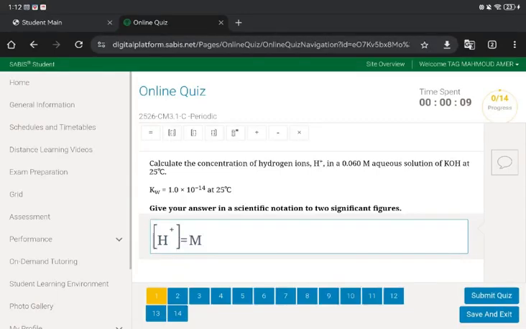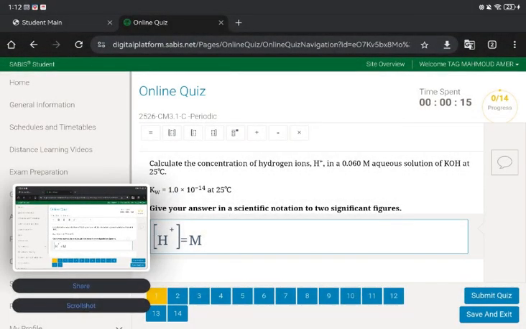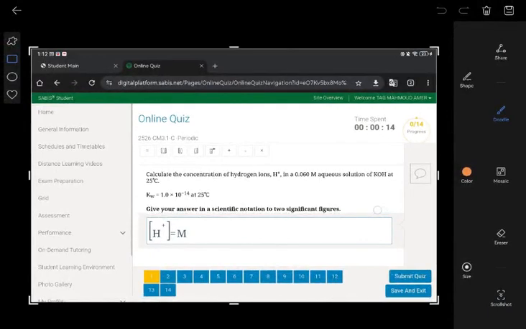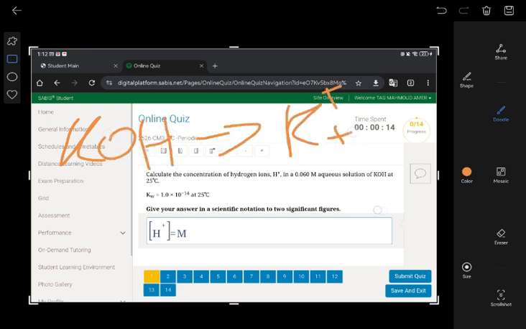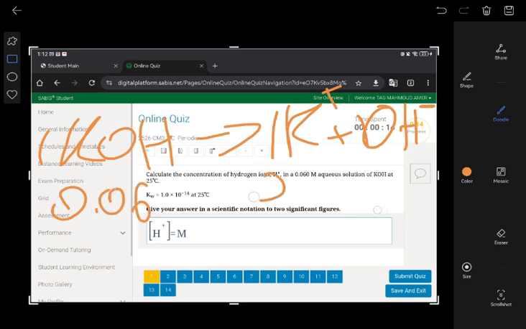Today I'm gonna be solving the 3.1 chemistry quiz. If you ever get a question like this, just know that the concentration is the same for everything. So KOH splits into K plus OH minus. Concentration is all the same because they're all 1-to-1 ratio. Concentration is just moles over volume, it's all the same volume, all the same moles. So if this one's 0.06, so is this one, so is this one.